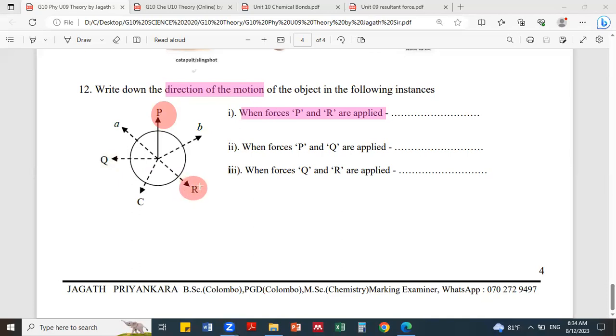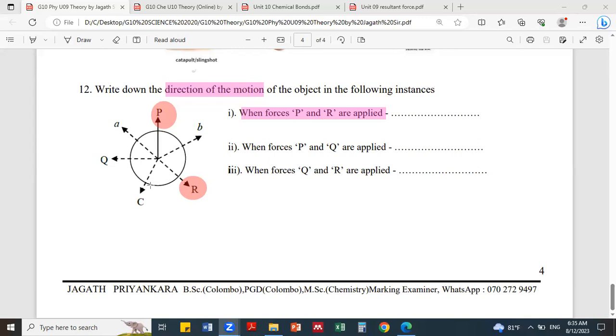When P and R are applied, in which direction is the resultant force? Can you quickly reply on chat, students? If you have understood what I explained before, you should be able to tell. First, P and R, Roman number 1. What is the answer? Hurry up. In which direction is it moving? Simple B. Towards B. Okay, Satini, Inara, Gitmi, Harini, correct. Very good.